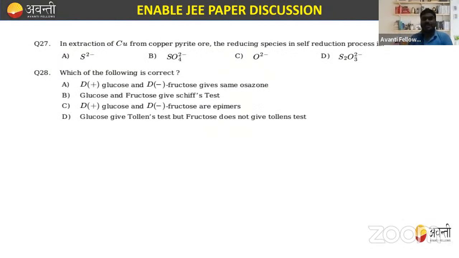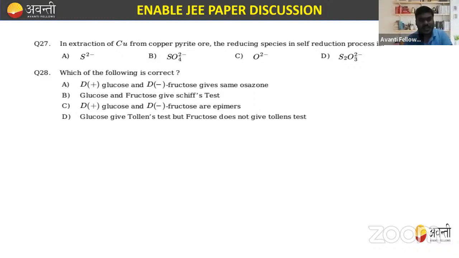Now, the next question is: in extraction of copper from the copper pyrite ore, the reducing species in the self-reduction process. What will it be? Tell me quickly. Which option did you tick? Options A, B, C, D: sulfide, sulfate, oxide, and H2O3 minus 2. Which one is correct? Can anyone tell?